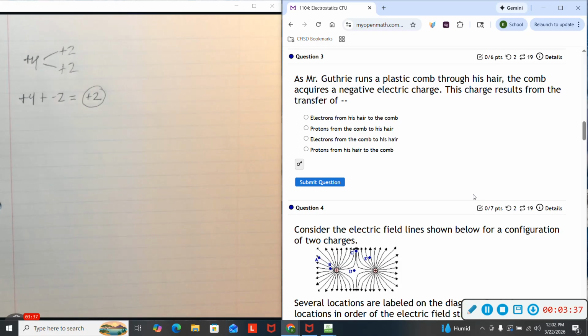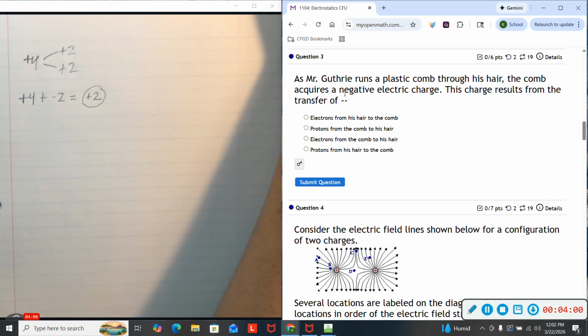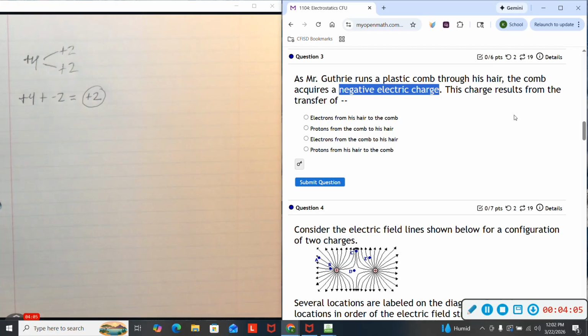And so when we're looking at how objects obtain a charge, it's either because they gain electrons or they lose electrons. And in this case, we're dealing with a charging by friction scenario where you're going to have one of the objects losing electrons and the other one gaining them. And so these electrons are going to be either transferring from the comb to his hair or from his hair to the comb. And the clue here is that it tells us that the comb becomes negatively charged. So if the comb is negatively charged, that means that the comb has gained electrons.